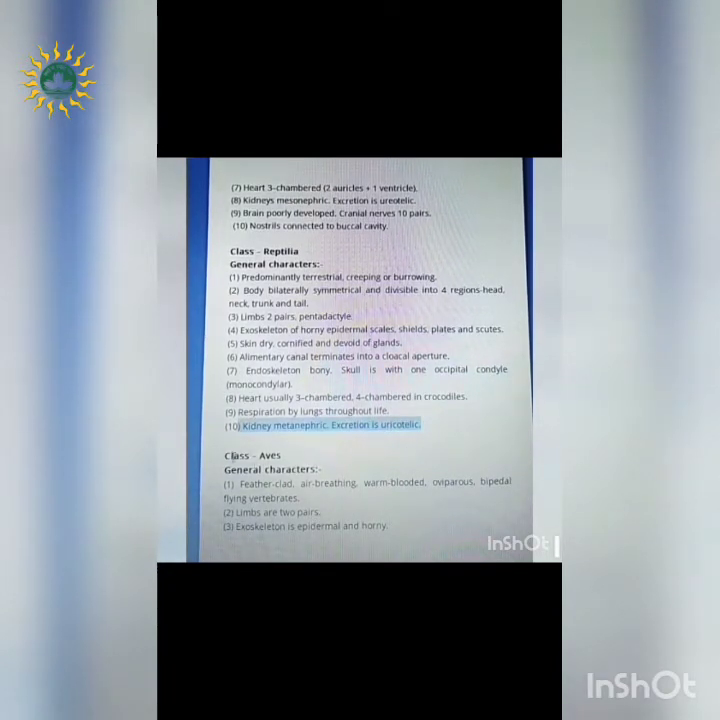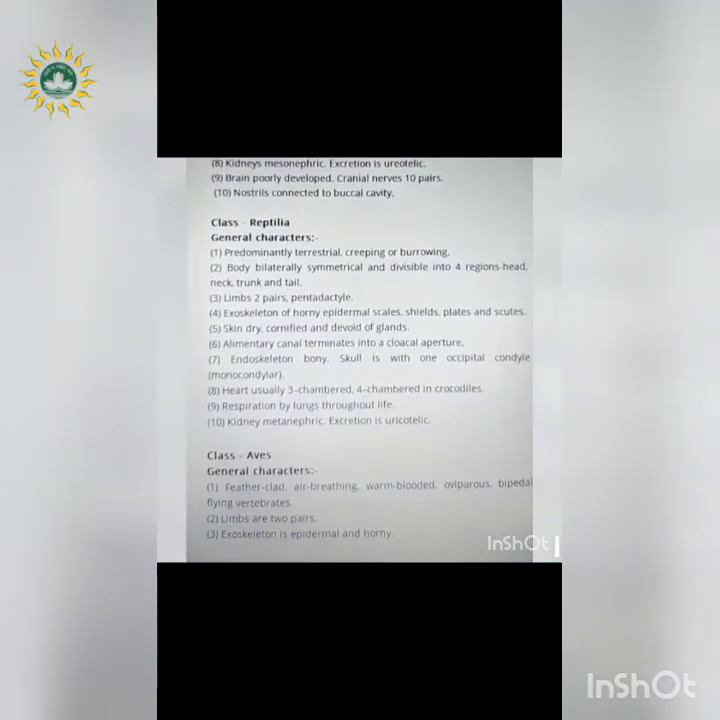The next class is class Aves. Aves refers to the birds, right? So they are feather-clad. Obviously feathers are present; they are air-breathing, warm-blooded, oviparous and bipedal flying vertebrates. Bipedal means what? They can move with the help of 2 legs. The limbs are 2 pairs. 2 pairs of limbs are present, right? Forelimbs and hind limbs. And the exoskeleton is epidermal and horny.